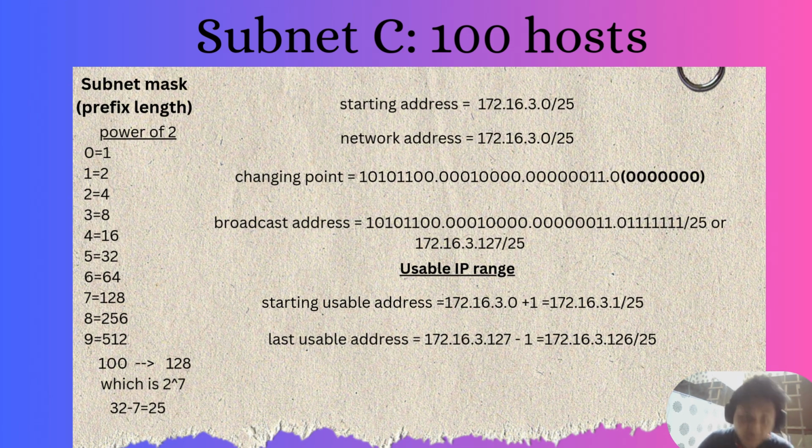Last, we need to determine the usable IP addresses. The first usable IP address is the network address plus 1, which is 172.16.3.1/25. Next, the last usable address is the broadcast address minus 1. So you get 172.16.3.126/25.